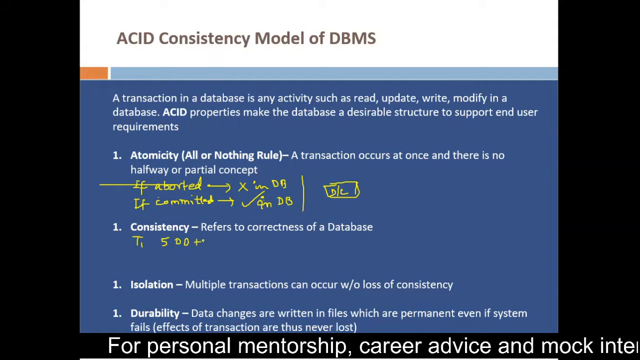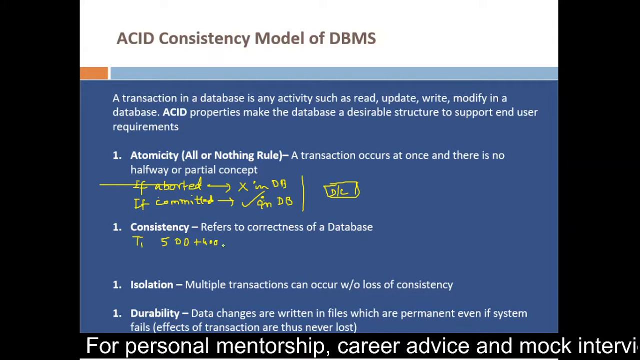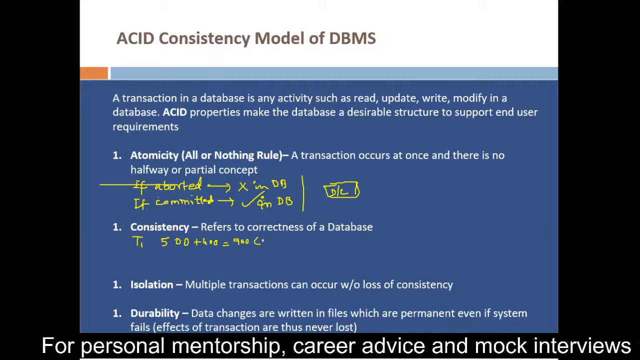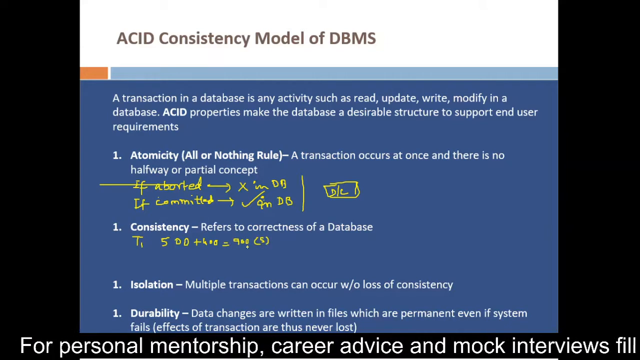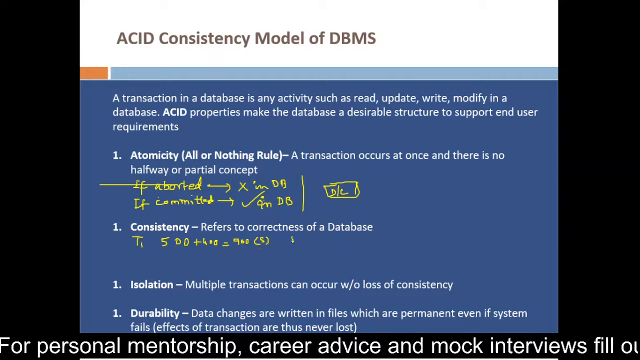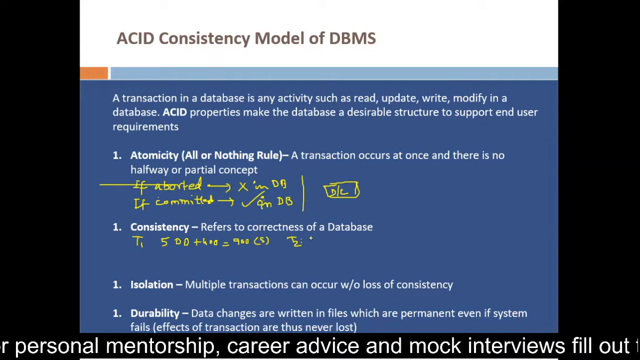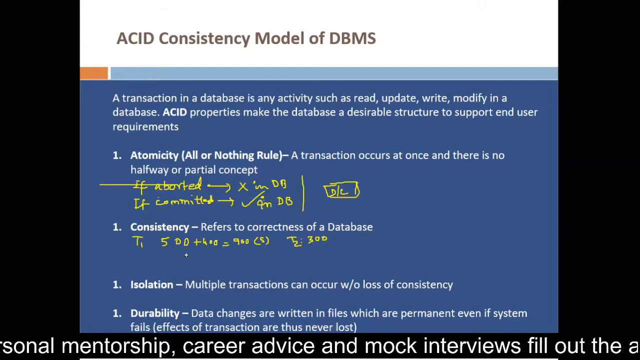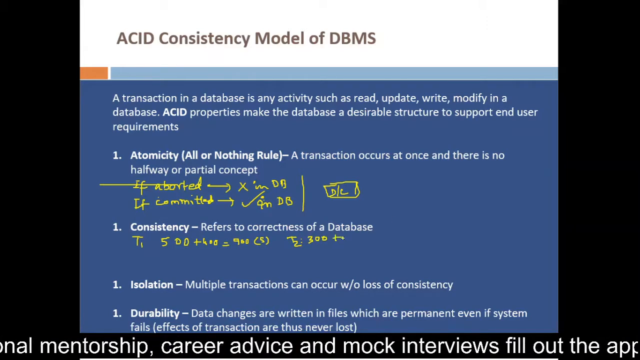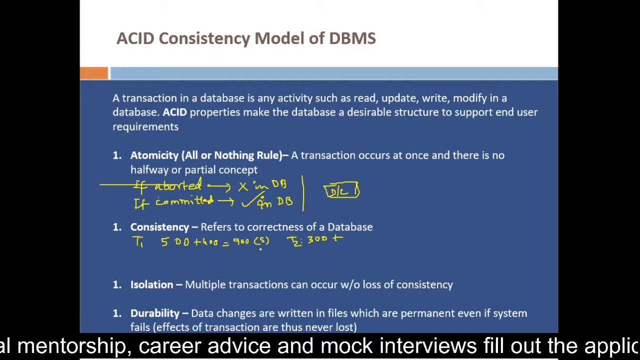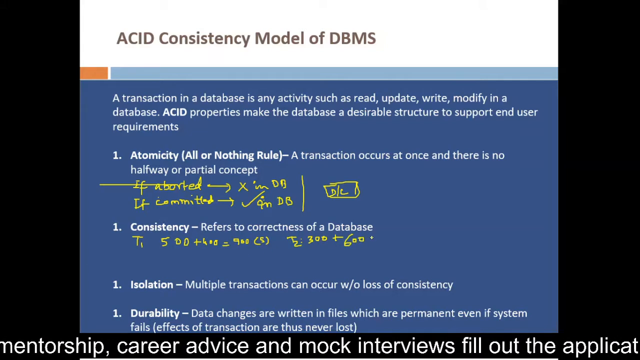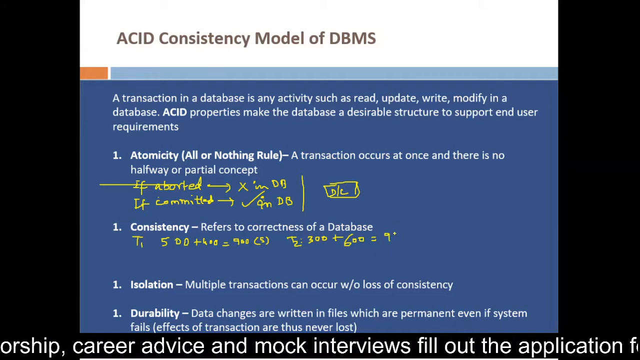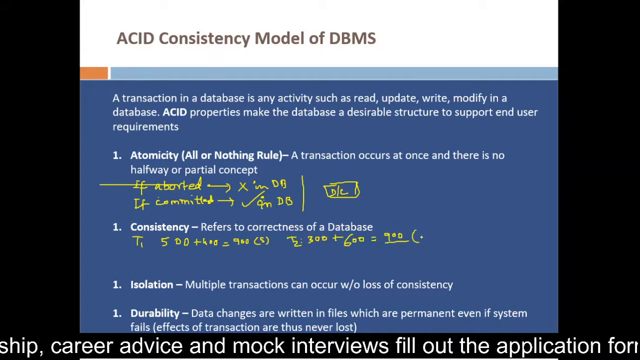Suppose you are trying to add two numbers, 500 and 400, and you have got a sum of 900, right? And then you had a second transaction where you have changed the first number from 500 to 300 and the second number from 400 to 600. Now, even after that, the total sum of this is still 900.